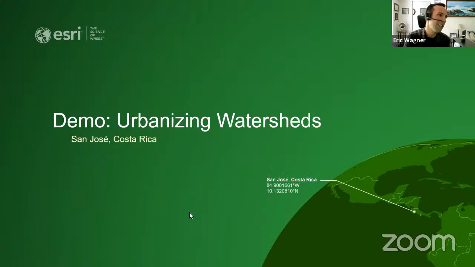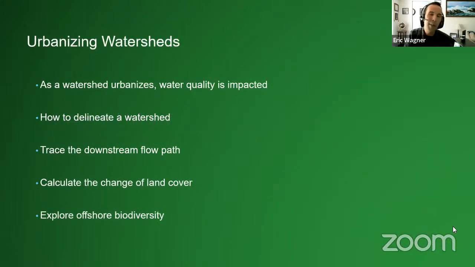So we're going to take a look at San Jose in Costa Rica. And as I mentioned earlier, we'll see that as a watershed urbanizes, usually that's going to mean that the water quality is going to be impacted as well. So we'll take a look at how we can quickly delineate a watershed, trace to see where water is going to flow downstream, and then quantify how land cover has changed over time, and then start to get a more holistic sense of what type of biodiversity exists just off the coast of this particular area that might be impacted.